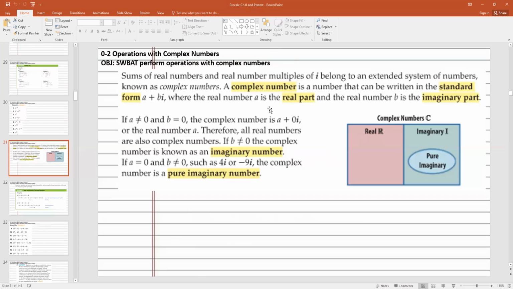So we have a real part and the imaginary part. The real is the one without the i. For example, we had 7 plus 11i. There you go. Or 7 minus 11i. Or 12. Or negative 6i. Okay, all of those are complex numbers.